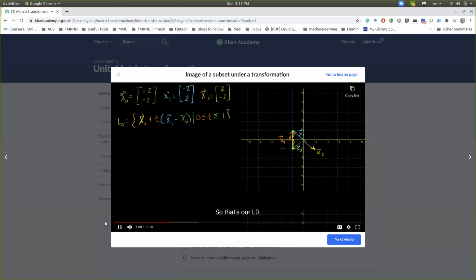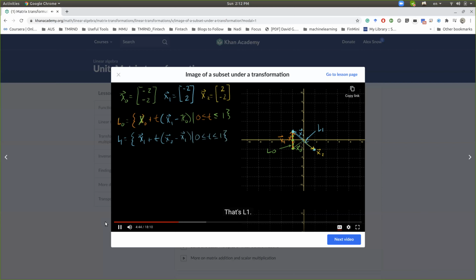So that's our L0. It's just a set of vectors. Now, we can do the same exercise to find the equation of the line that goes between x1 and x2. We could call this L1. L1 would be equal to x1 plus t times (x2 minus x1), for t between 0 and 1.